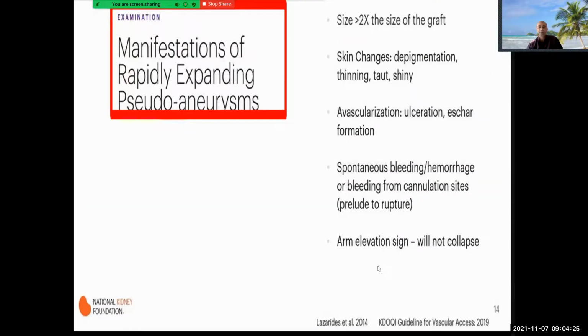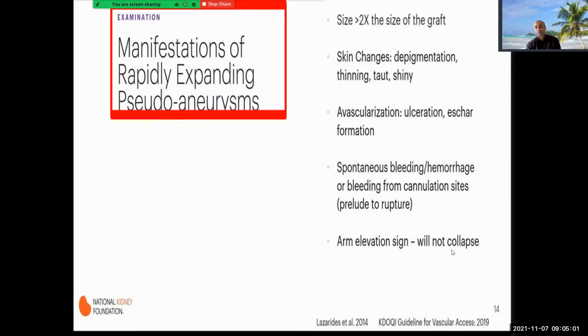Manifestation of a rapidly expanding pseudoaneurysm: size increase, doubling in size, skin changes, deep pigmentation, shiny, thinning skin and depigmentation. This shiny, thin skin and depigmentation shows a rapidly expanding pseudoaneurysm. Vascularization, ulceration, eschar formation, spontaneous bleeding, hemorrhage, or bleeding from the cannulation site are a prelude to rupture. This is the area, and this is the time before rupture.